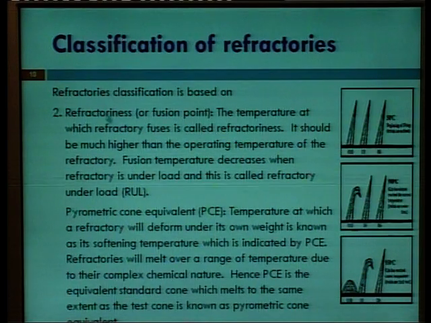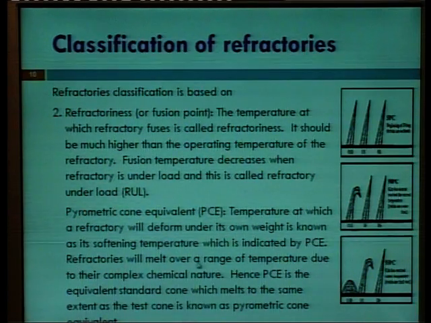Refractoriness can be obtained by a test called the pyrometric cone equivalent test. There are some other tests as well, German ones, but I am taking only one. PCE: it is the temperature at which a refractory will deform under its own weight, known as its softening temperature, which is indicated by the pyrometric cone equivalent test.